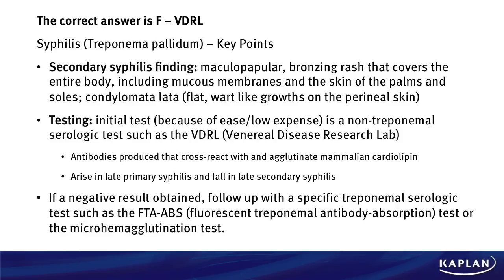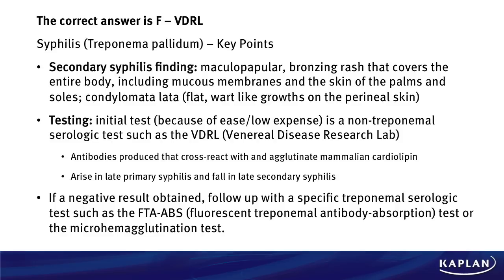So let's review some of the key points of Treponema pallidum. We're dealing here with secondary syphilis, and the findings on the clinical exam are going to be a maculopapular bronzing rash that covers the entire body. It's going to include the mucous membranes and the skin of the palms and soles. You may see condyloma lata, which are flat, wart-like growths on the perineal skin. You may not see that name on the boards just because the name gives away the diagnosis. They may actually describe a flat, wart-like growth. So be thinking of that on the exam.